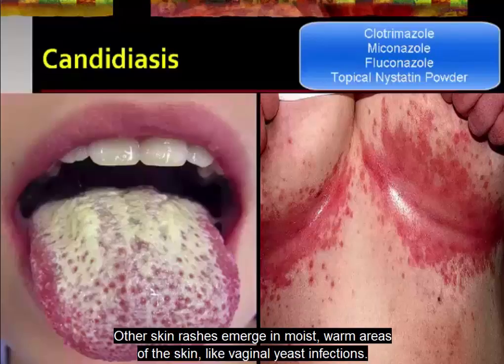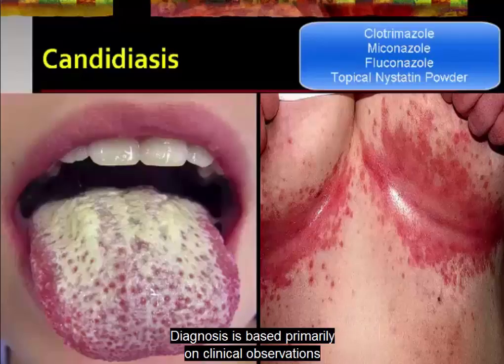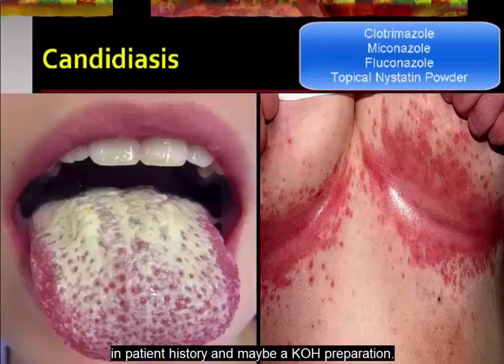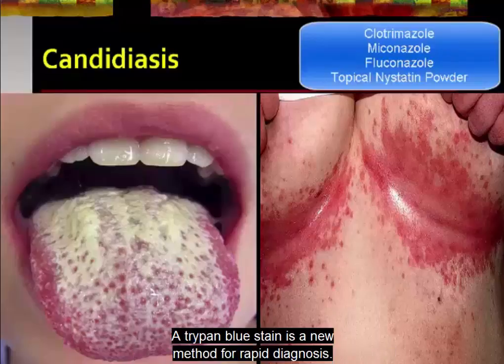Other skin rashes emerge in moist, warm areas of the skin, like vaginal yeast infections. Diagnosis is based primarily on clinical observations and patient history and maybe a KOH preparation. Cultures can help support the diagnosis. A trypan blue stain is a new method for rapid diagnosis.